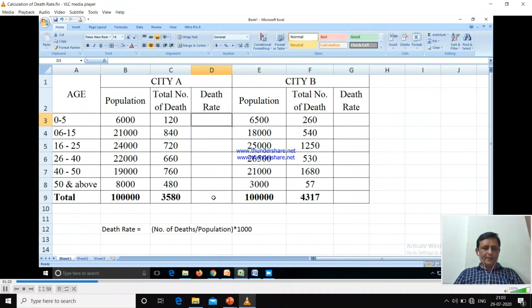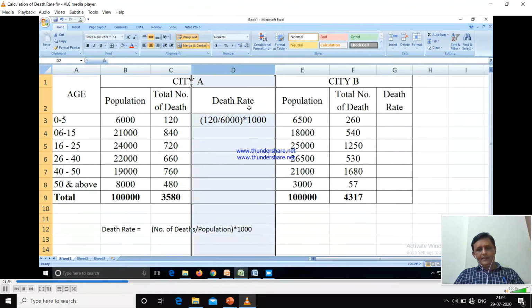As you can see, the total number of deaths is 120 for the first age group. So let me write 120 divided by the population for the age group, which is 6000. And we require to multiply this division by 1000. So let me put that in parenthesis first and multiply by 1000.